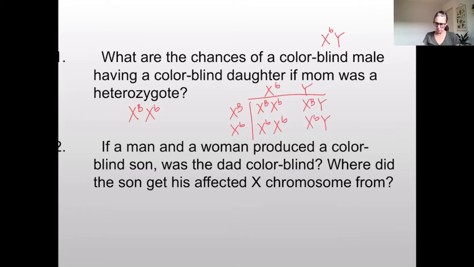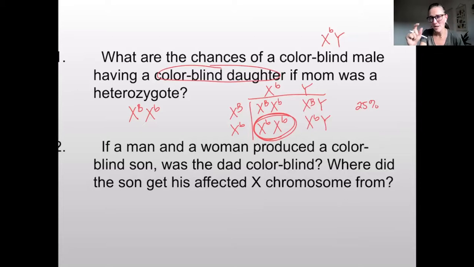So the question is, what are the chances of having a colorblind daughter? A colorblind daughter would be this one, so that is a 25% chance. What if I ask, what are the chances of a daughter being colorblind? That would be 50%, because if you're saying only daughters, you're getting rid of the males. So let's do another one.